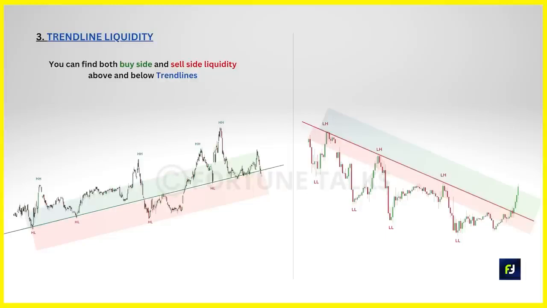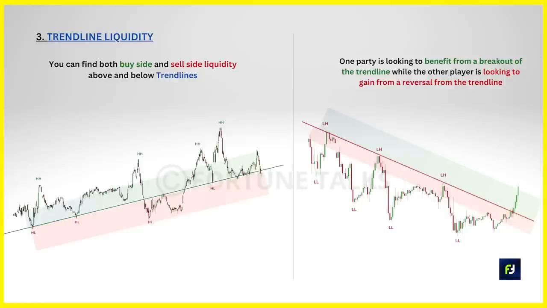These trend lines are quite lucrative places because you can find both buy and sell side liquidity, because one party is looking to benefit from a breakout of the trend line while the other party is looking to gain from a reversal from the trend line. Obviously, the smart money will target these trend lines, and most often you can see fake outs from these trend lines, which are none other than the big players sweeping the liquidity to get better entry prices.